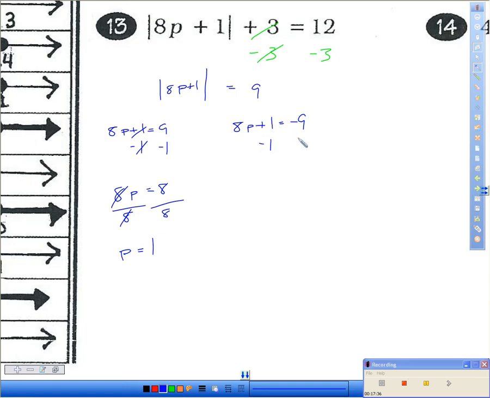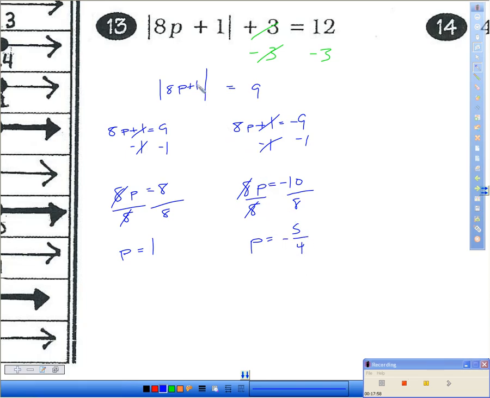We'll subtract 1 from the left, subtract 1 from the right. 1 minus 1 cancels, and we end up with 8p equals negative 10. Divide the left by 8 and divide the right by 8. The 8s cancel, and we get p equals negative 10 over 8. I'll reduce that by bringing the negative sign out in front and making it negative 5/4.